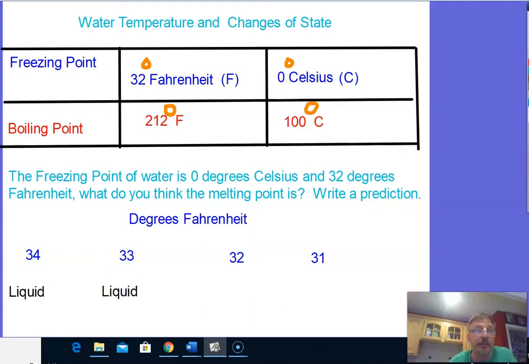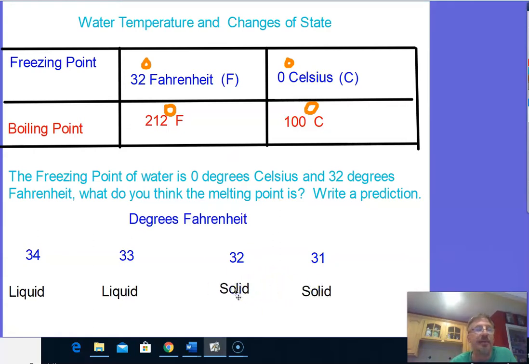Now we have 32 degrees Fahrenheit. So what would that puddle be at that point? Well, that puddle would be a solid. It would turn to ice because we know that 32 degrees Fahrenheit is the freezing point of water. And at 31 degrees, well, it still would be a solid because that's even colder than 32.